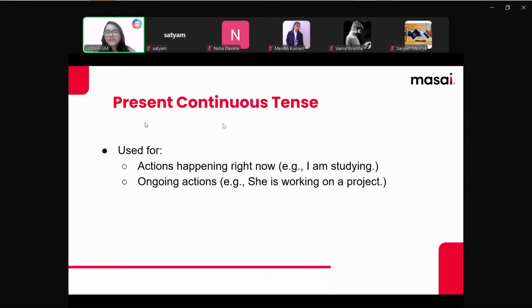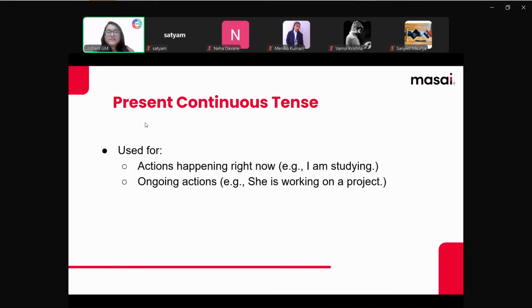So in the present continuous tense, what do we do? We simply add ing to the verb or the action verb, right? And then we frame the sentence. With I, we use am. With he or she, we use is. With you, we, they, we use are, right? For example, I am watching a movie. You are listening to songs. They are playing cricket, right? Or let's say he is typing on the keyboard. My phone is ringing very loudly.